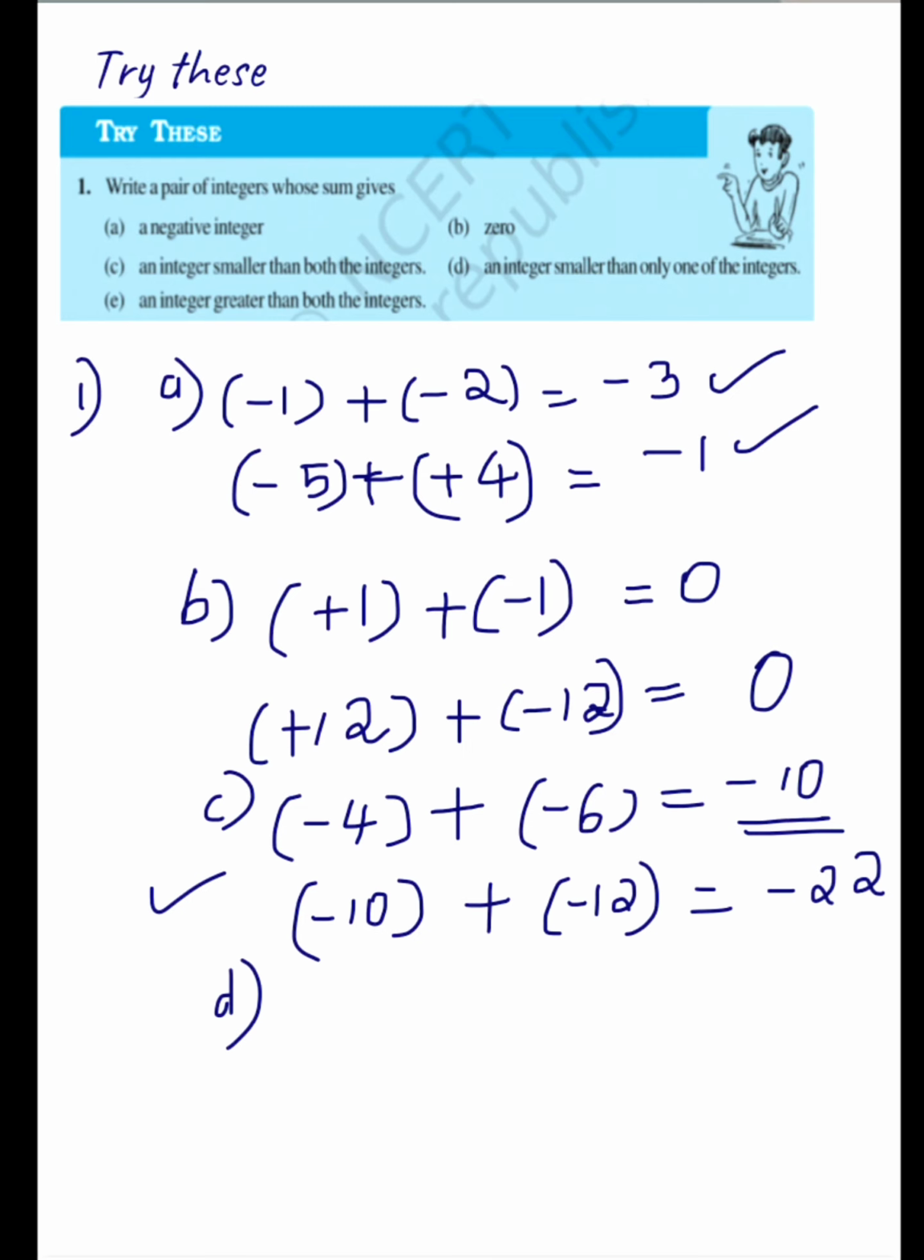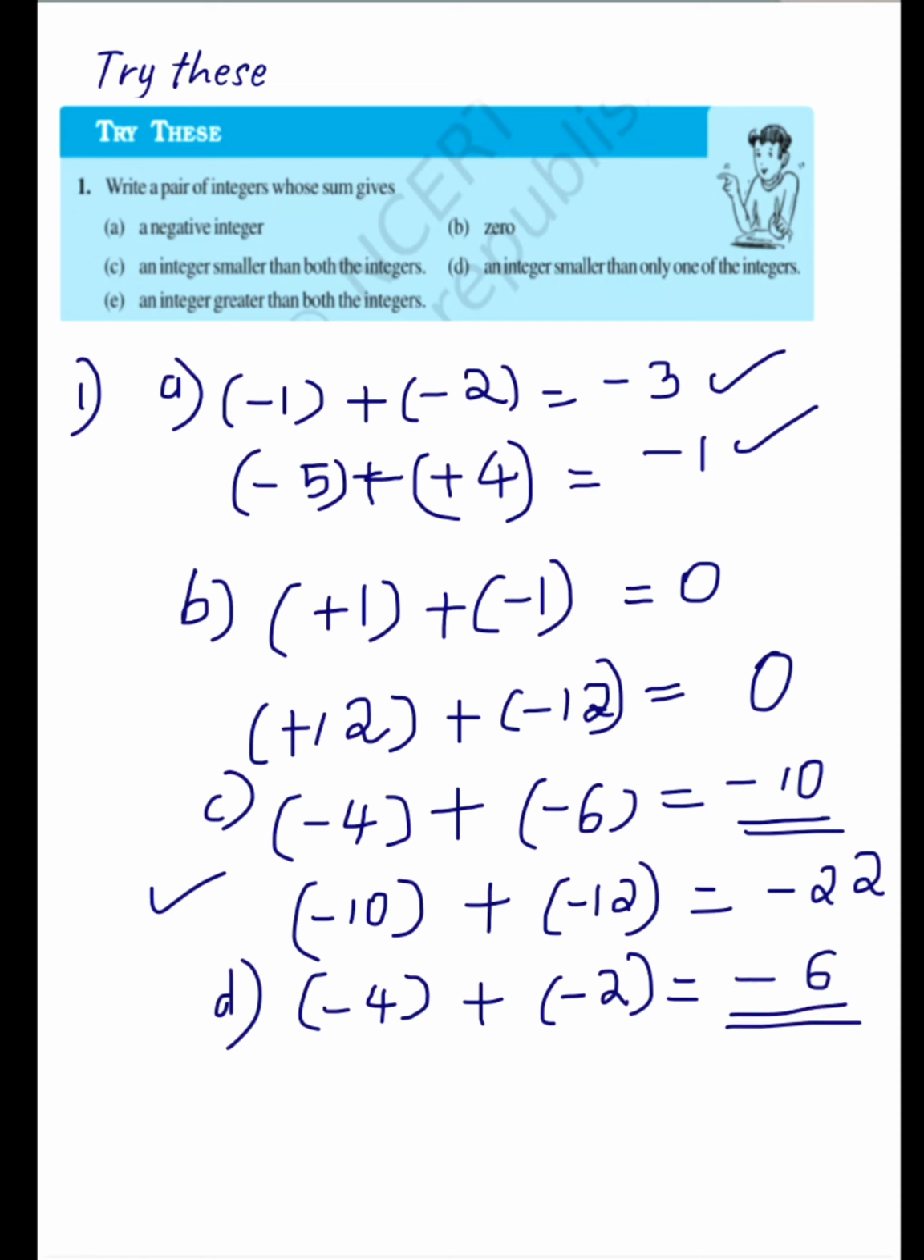In that case, what do you have to do? First you have to take an integer, minus 4. Then you have to take an integer which is greater than minus 4. What is greater than minus 4? Let's take minus 2. Then what will you get as the answer? Minus 4 plus minus 2: 4 plus 2 is 6, and put the sign. So in this case you got minus 6.